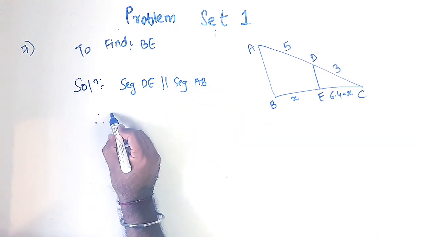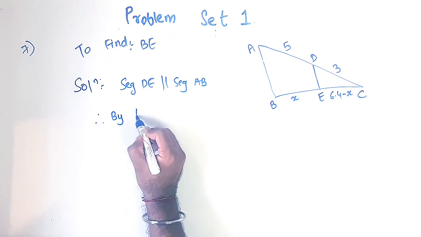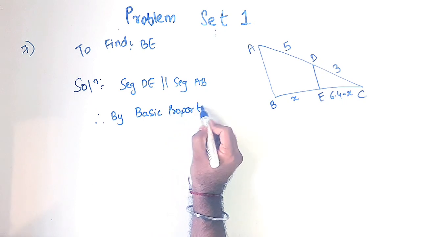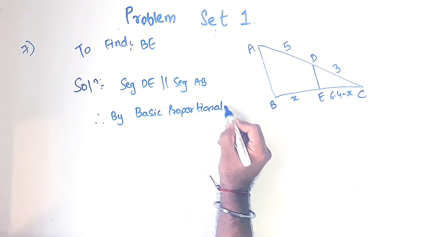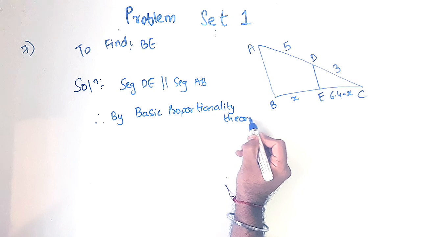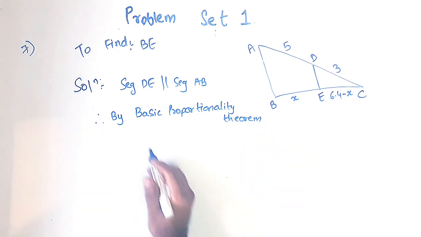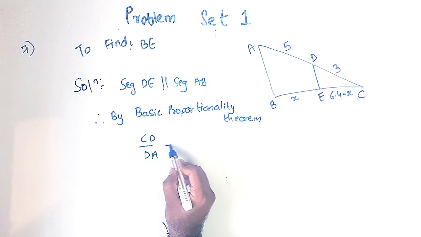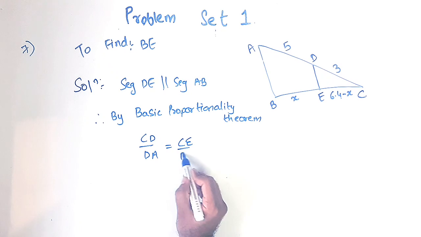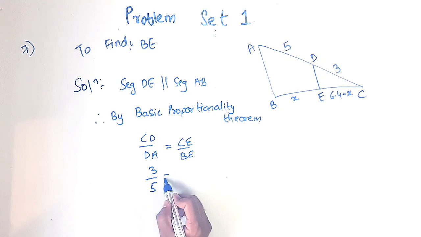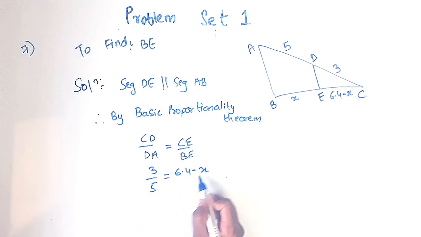Therefore, which theorem can we use? By the Basic Proportionality Theorem, by BPT, what can we write? We can write CD upon DA equals CE upon BE. So that is 3 by 5 equals 6.4 minus x by x.